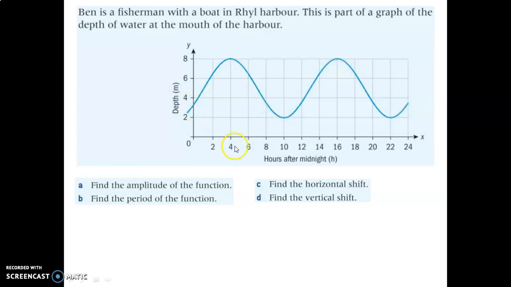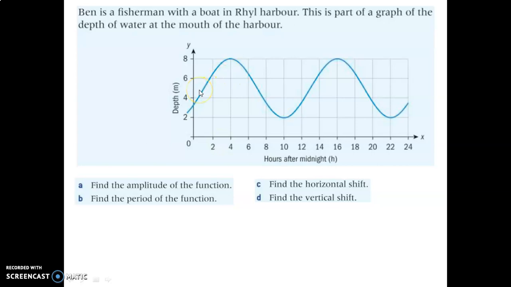And then 4 hours after midnight, so 4 in the morning, the water depth is 8 meters. And then after that, it goes down again. And 10 o'clock the next morning, the water level's down to 2, and so on and so on. The tides are coming in and out. So find the amplitude of the function. What do you think? And here's how we do it.